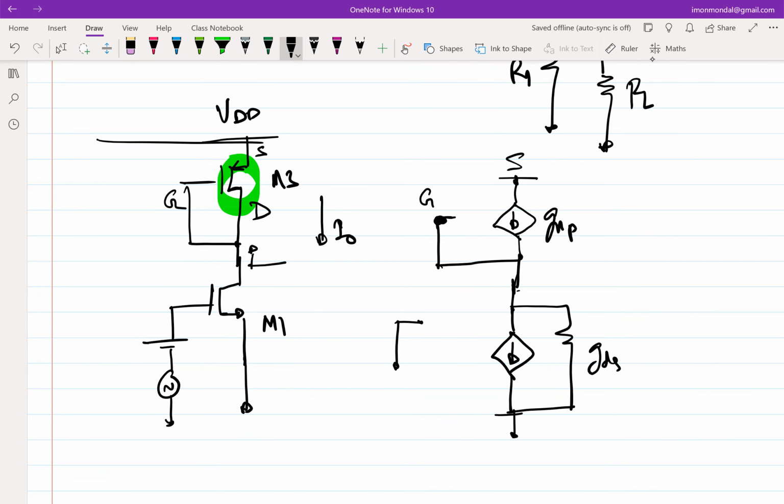Now I have to differentiate, right? This is GMN. This is GMP times what? VSG, and VSG is VS minus VG. And drain and gate are essentially shorted. But does that answer your question?